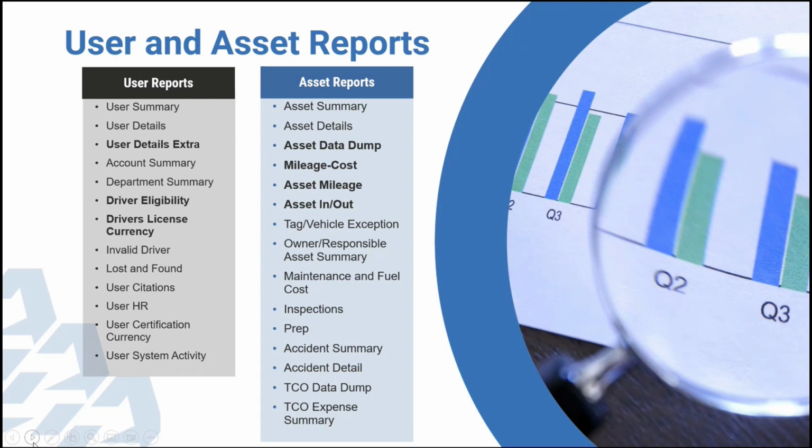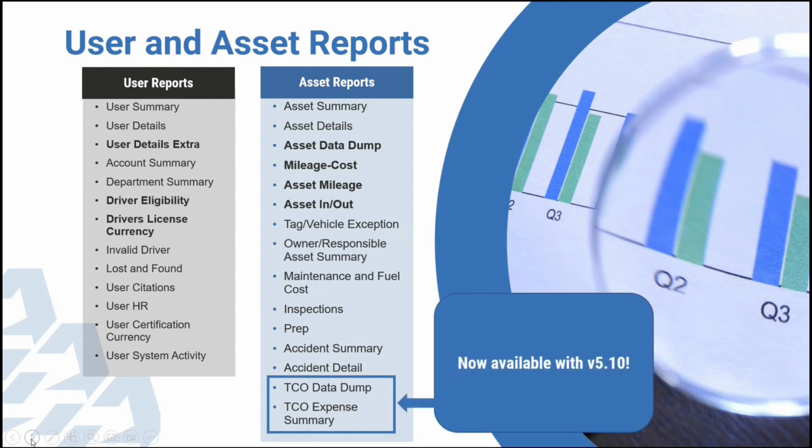Asset data dump, same thing. If you're trying to clean up the integrity of your data within your vehicle profiles, the asset data dump is a good report to do for that. Some of the other ones that you can take a look at: driver eligibility, driver license currency, mileage cost, mileage, asset mileage, asset in and out. These are all reports to consider using.